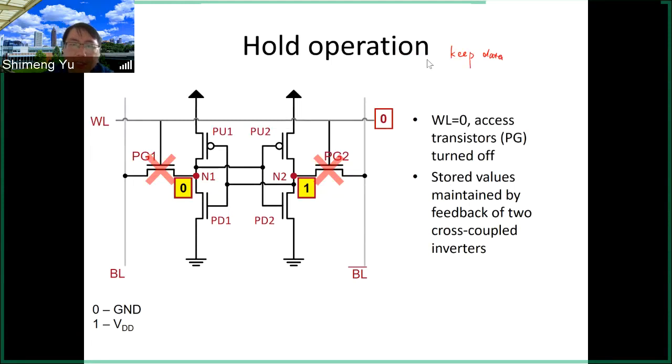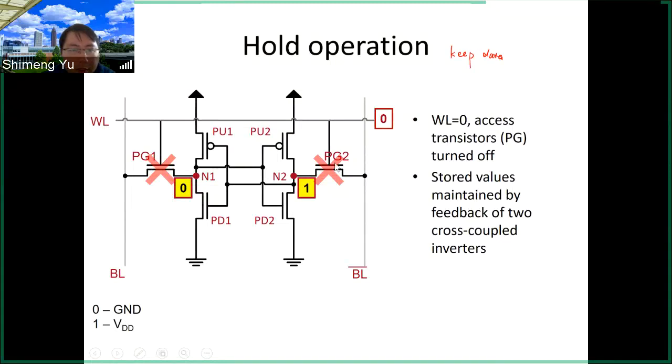If you want to keep the data, then what you want to do is to turn off the word line. WL is 0. 0 means ground. So here in today's lecture, when we talk about 0, that means we are going to ground. When we talk about 1, that means we are going to apply the power supply VDD. So here the word line is 0.